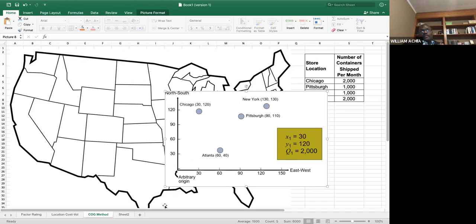Now, the center of gravity approach requires you to find some arbitrary origin. It could be here, it could be here. It doesn't really matter where you choose your origin; the result is going to be the exact same in terms of the best location for you to set up. So you set up some arbitrary origin, and from that origin you're going to have your east-west coordinate and your north-south coordinate.